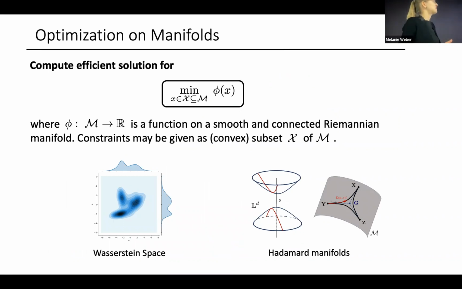Most of the algorithms that you see apply to very general settings, so they make very few assumptions on the manifold that we are working with. We have some objective function defined on some Riemannian manifold, which has to be smooth and connected, and we want to find its minimum. In my work, I'm particularly interested in settings where we have additional constraints, meaning that the minimum should lie in a certain region of the manifold defined by our constraints.